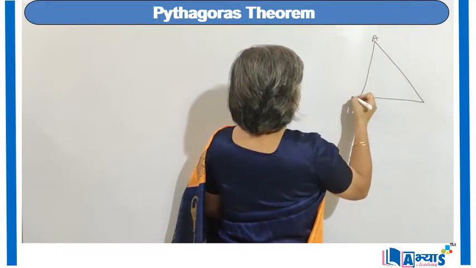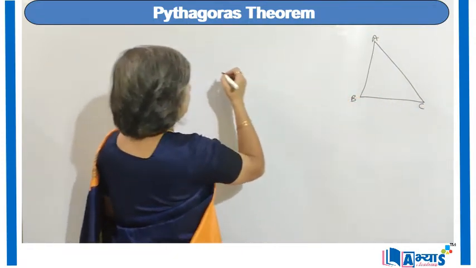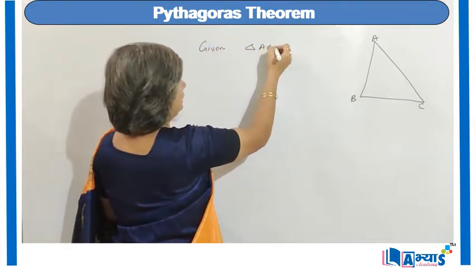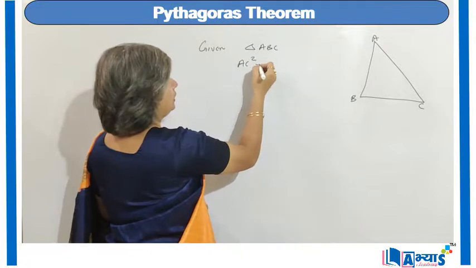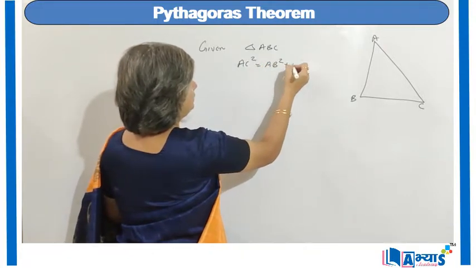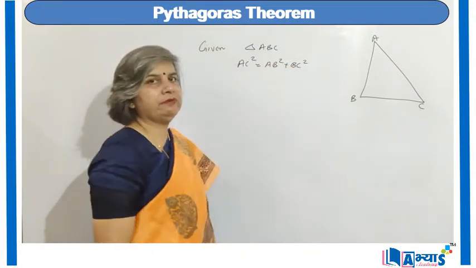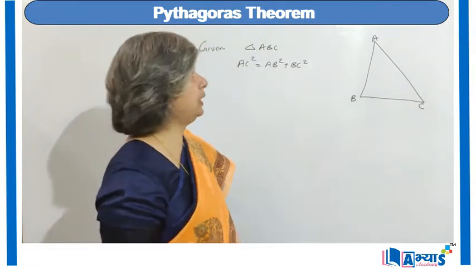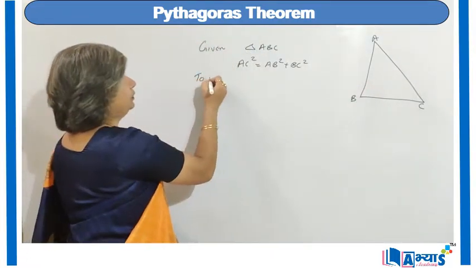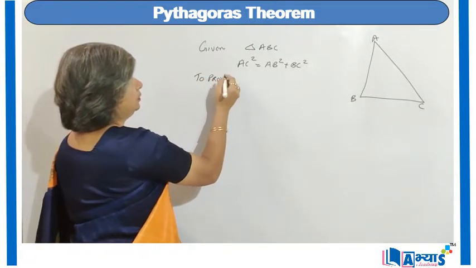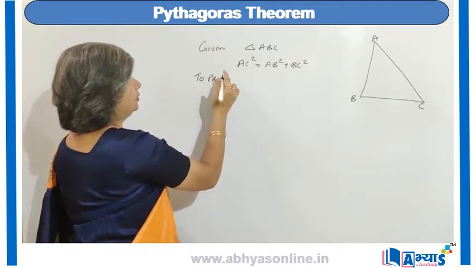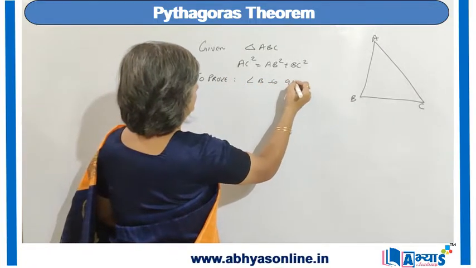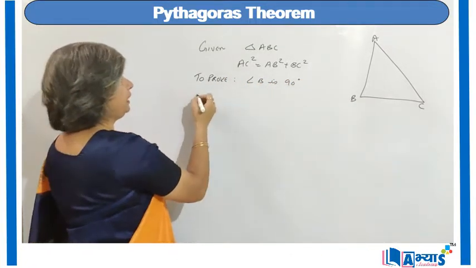such that it has been given to us that AC square is equal to AB square plus BC square, because it has been given to us that the square of one side is equal to the sum of squares of the other two sides, and we are to prove that angle B is 90 degree. For this we will make some construction.